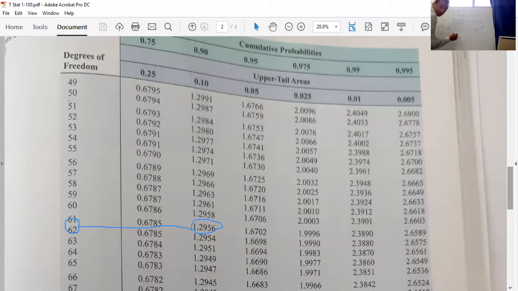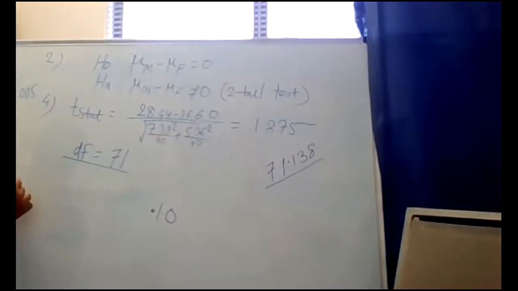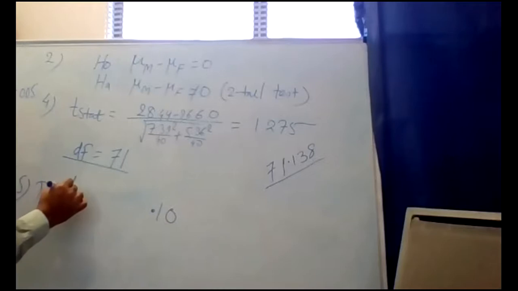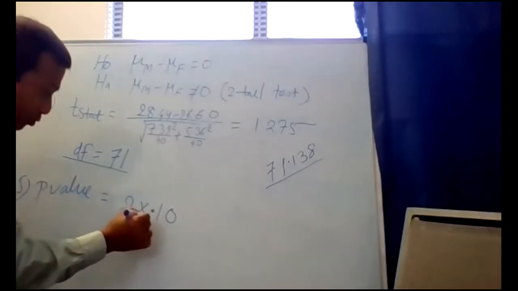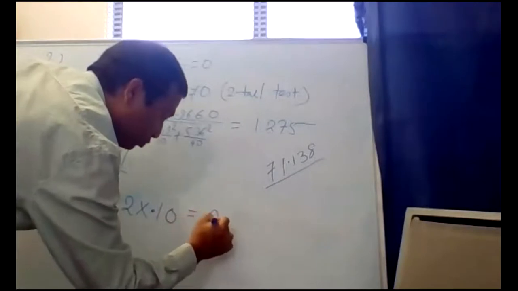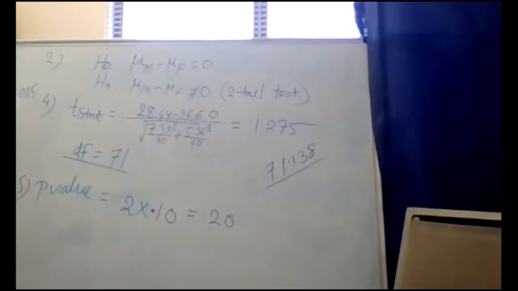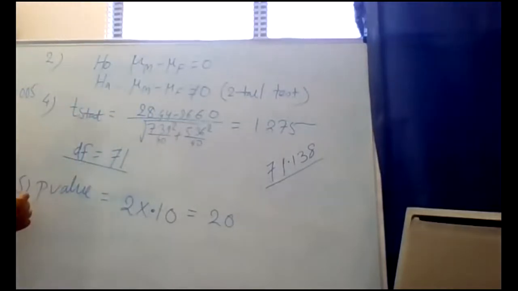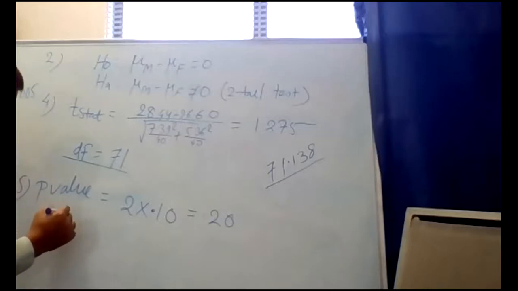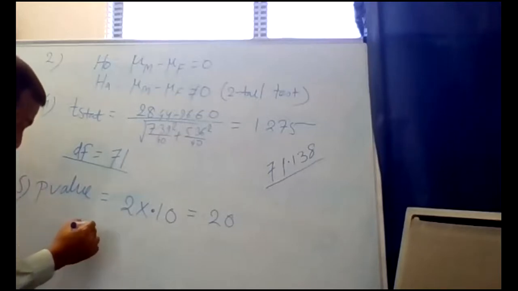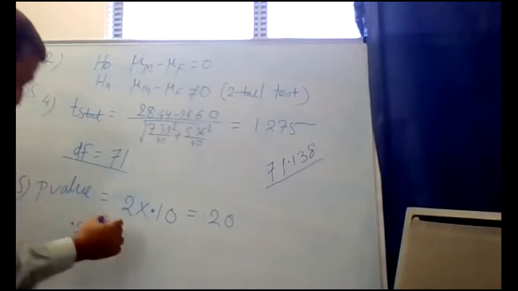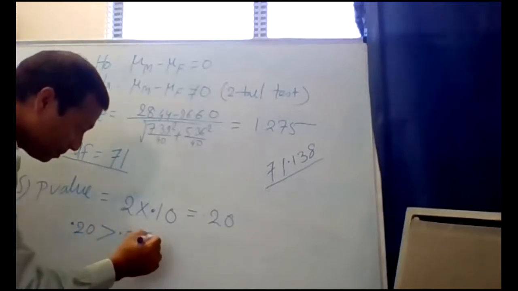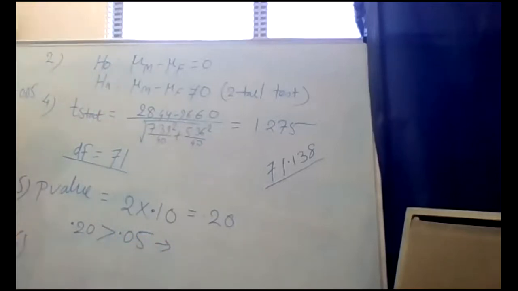0.10. And since this is the case of a two-tailed test, what do we have to do? The p value in stage number 5 will be 2 into 0.10, that is 0.20. Okay. So the p value is 0.20. The p value is greater than 0.05. What is the conclusion in stage number 6?